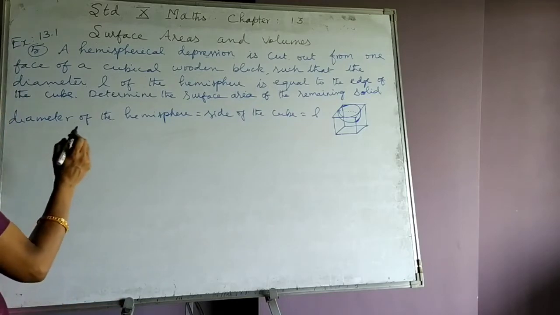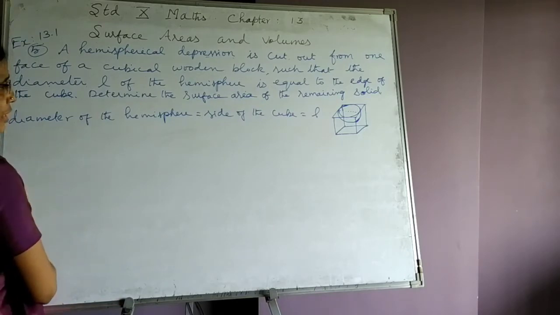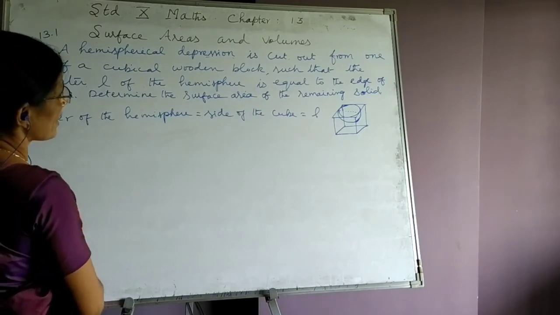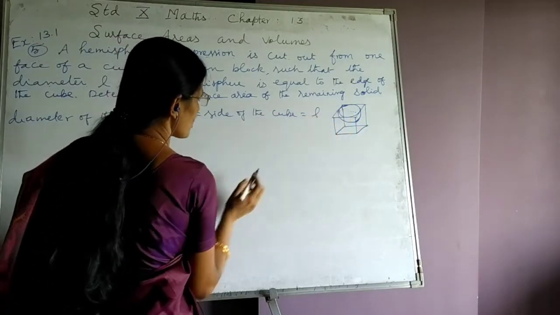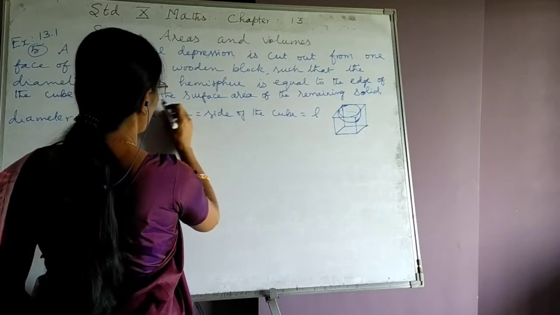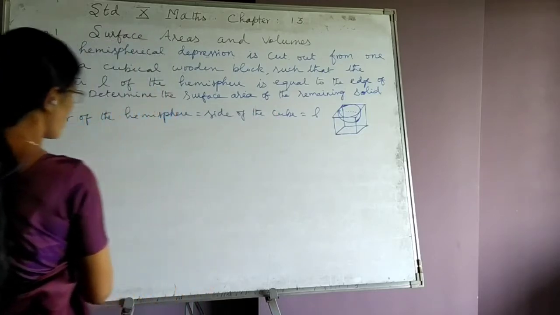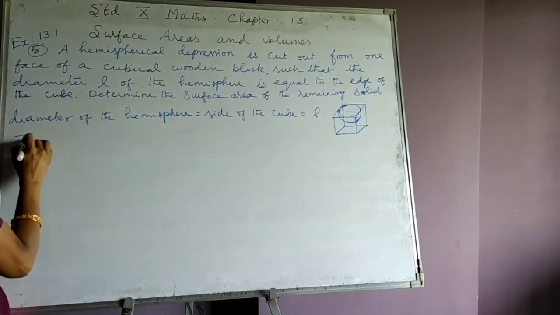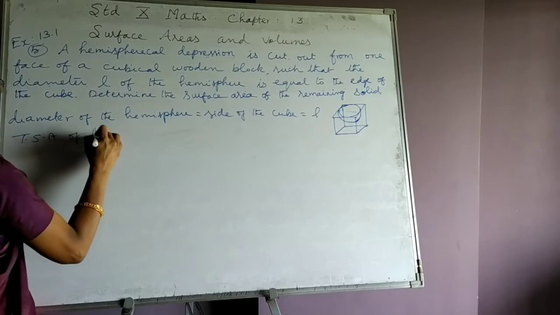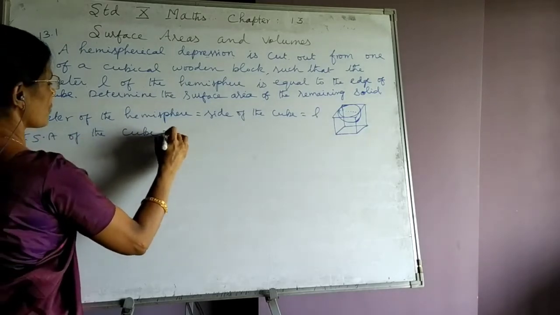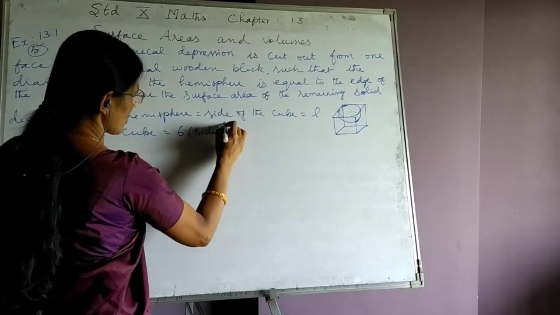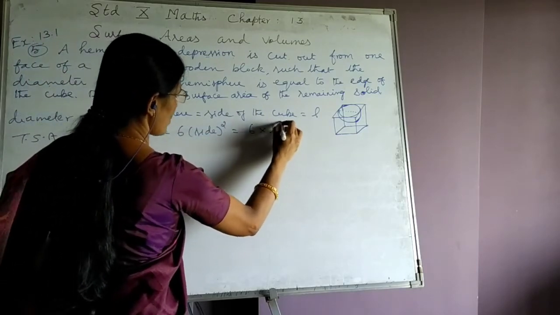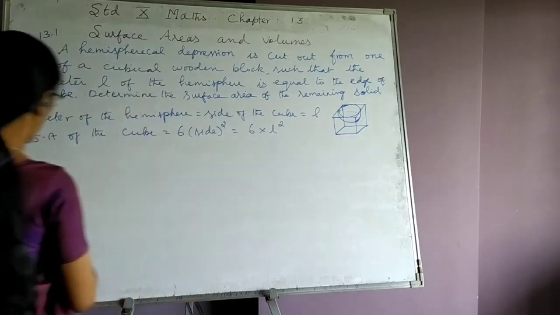So let us find out what is the total surface area of the cube, the curved surface area of the hemisphere, and the area of the top of the hemisphere. Hence, let us calculate the surface area of the remaining solid. So first we find the total surface area of the cube. We know the total surface area is 6 into side square, 6 into L square. Side of the cube is L.